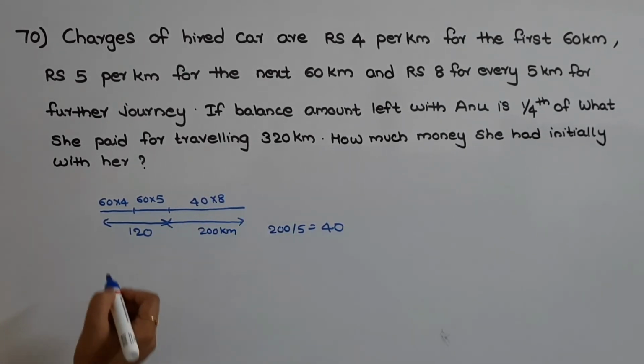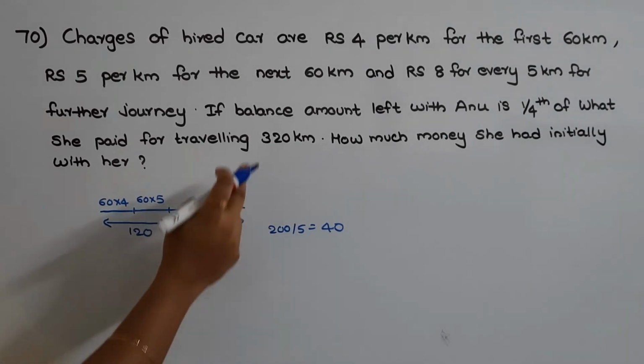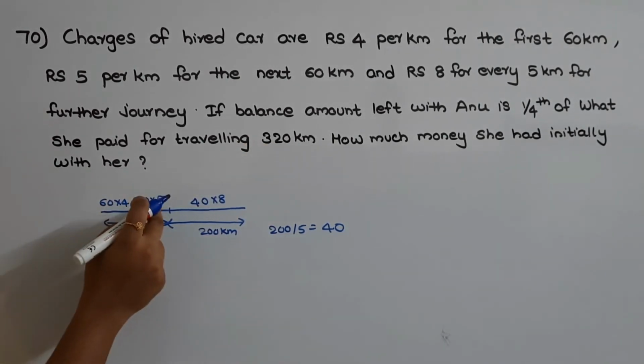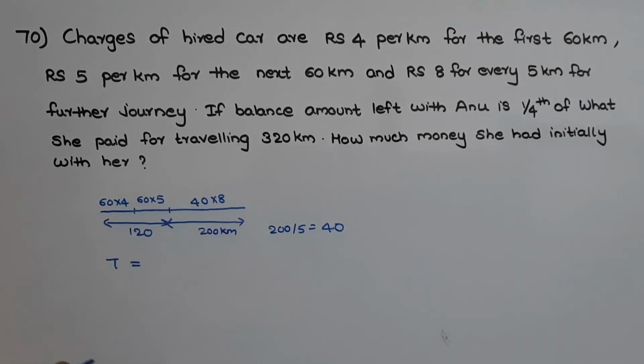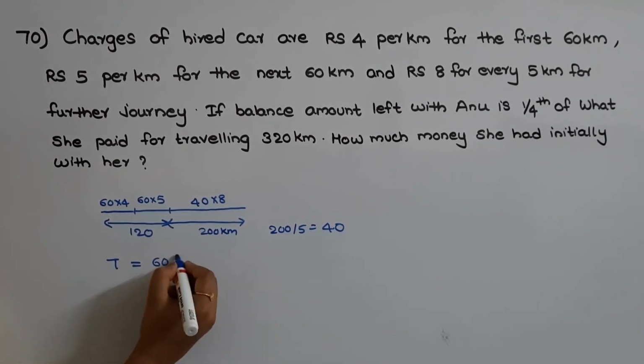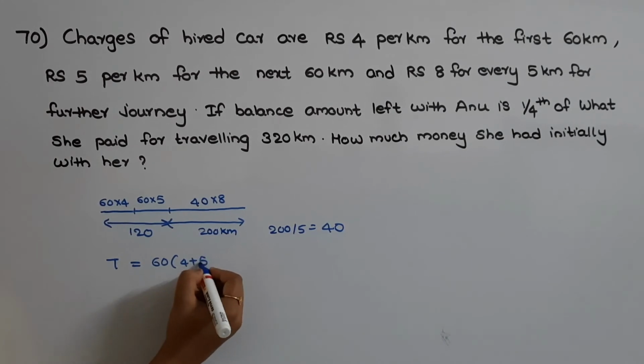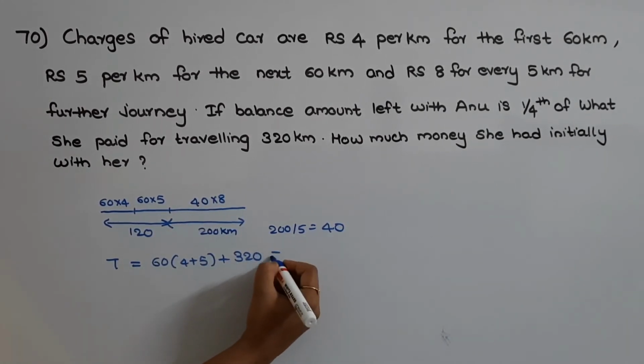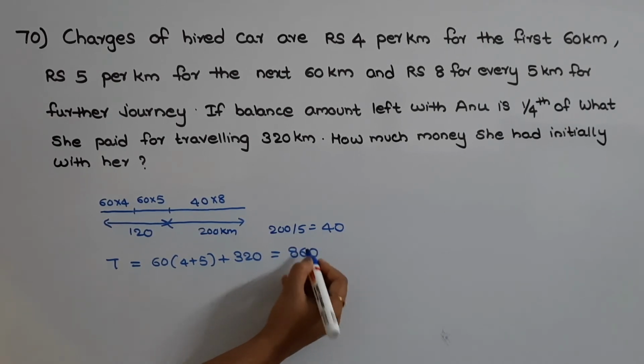Okay. So what will be the total money that she had to pay for this 320 kilometers? That is 60 into 4 plus 60 into 5 plus 40 into 8. Okay. 60 into 4 plus 5, plus 40 into 8, is 320. Okay. This, if you solve, you will get it as 860.